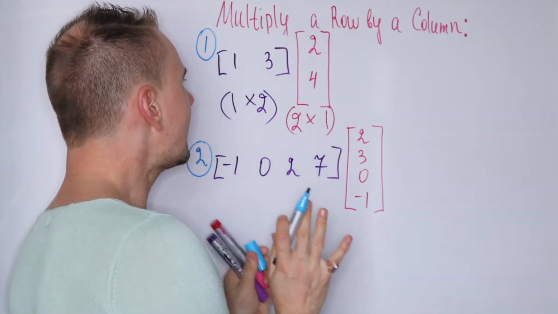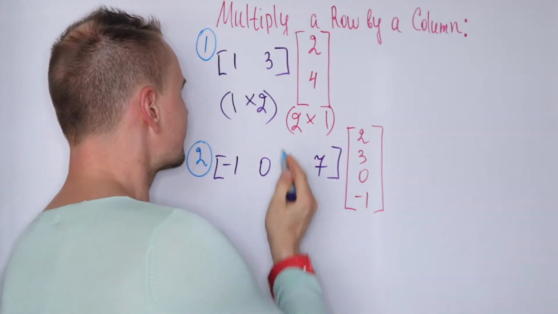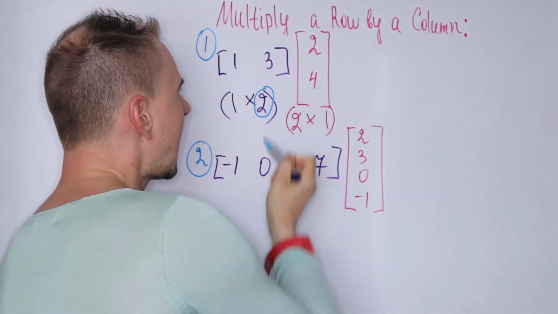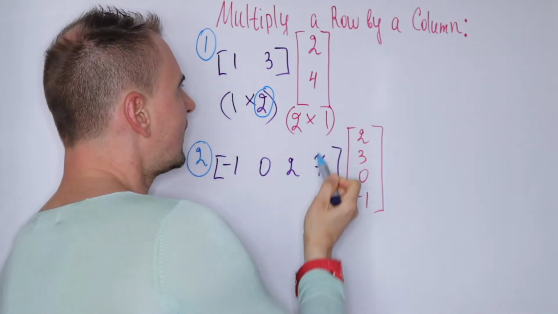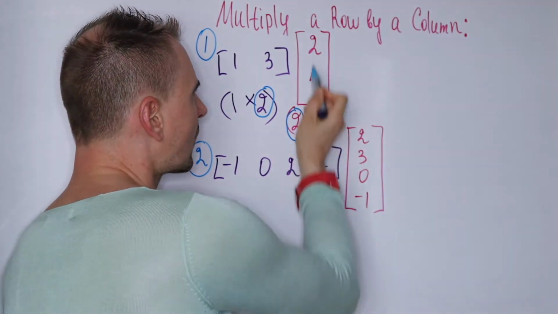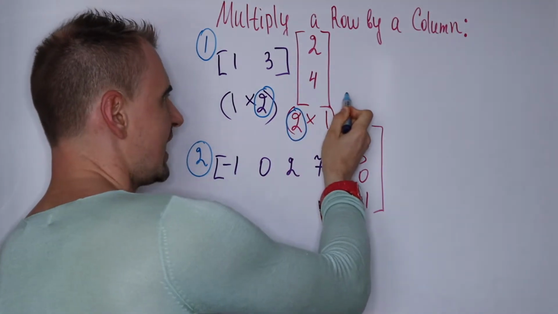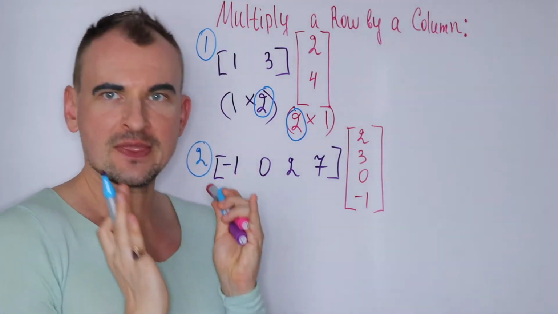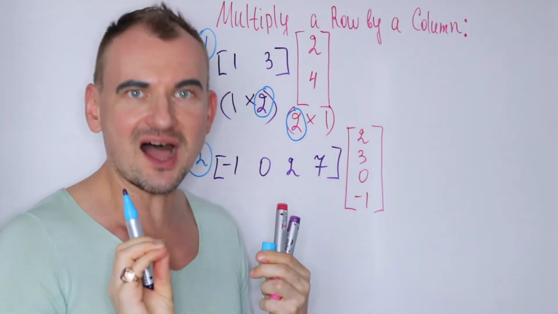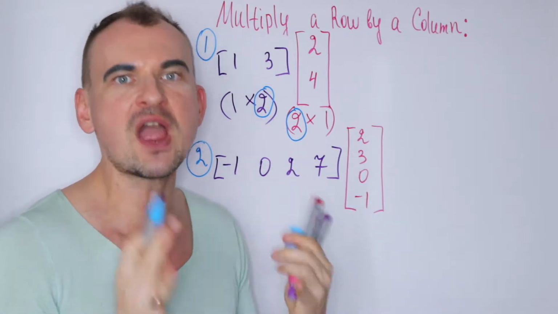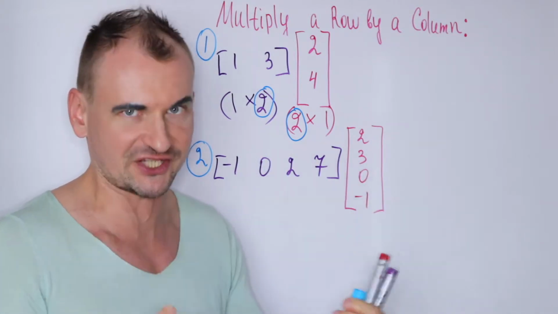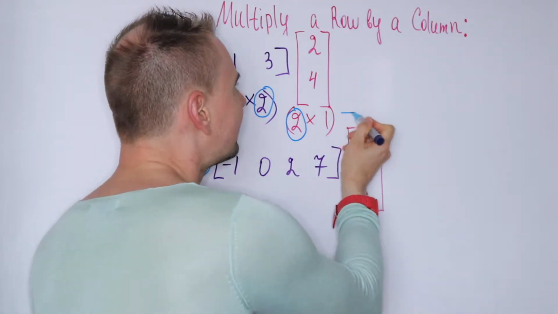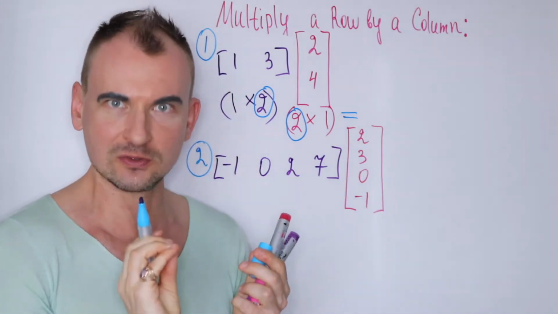Now, the number of columns for the first matrix, which is 2, has to be equal to the number of rows for the second matrix, which is 2. So 2 equals 2, and the product does exist. So we are able to multiply these two matrices, we can perform multiplication. And by the way, we can define the size of the resulting matrix.